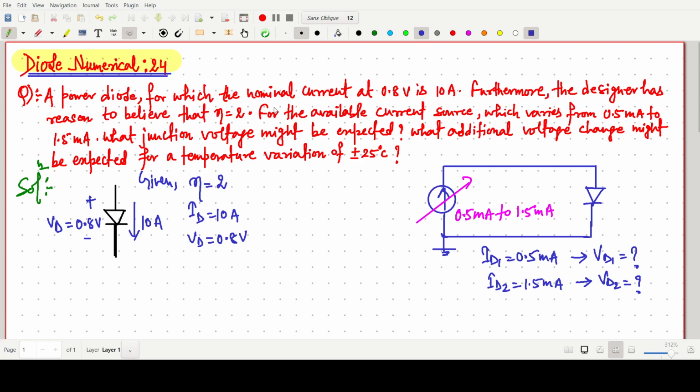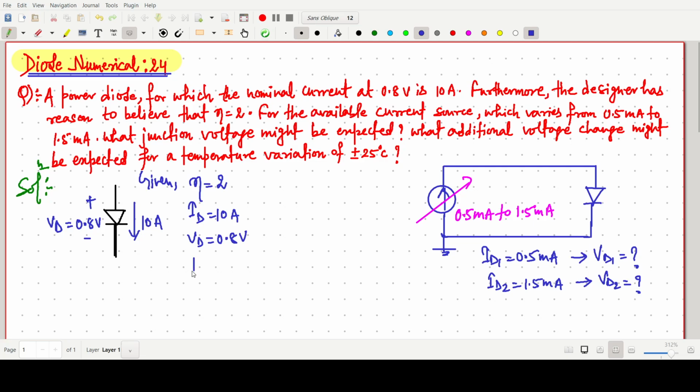So again, a power diode is given with the nominal current of 10 ampere at 0.8 volt. The designer has an ideality factor, we are taking it as 2. For the available current source which varies from 0.5 milliampere to 1.5 milliampere, what should be the junction voltage expected, say VD1 for ID1, and for ID2 what should be the VD2? And what additional voltage change might be expected by temperature varying plus minus, that we will do at the end. So these are the given things.